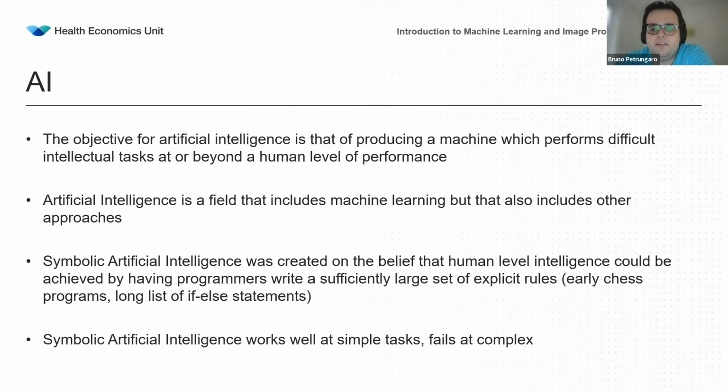So it was the belief that we could create a performance that deserved the name AI by having people build into a computer a big set of rules. Of course, imagine building if-else statements for everything. That doesn't seem to be a feasible solution for very complex problems. So symbolic AI worked well. I think classic examples are some chess programs, but for more complex tasks, that doesn't work that well.